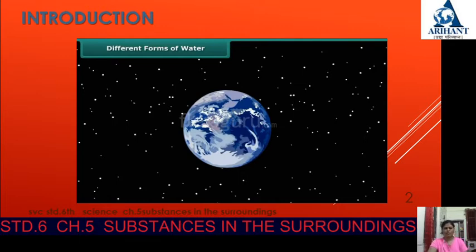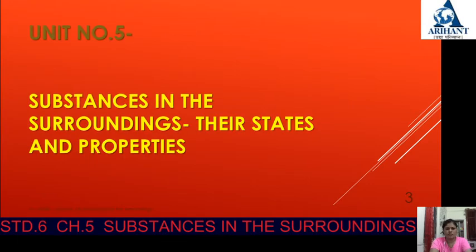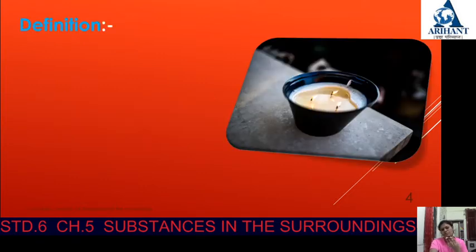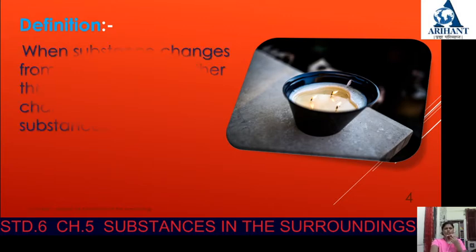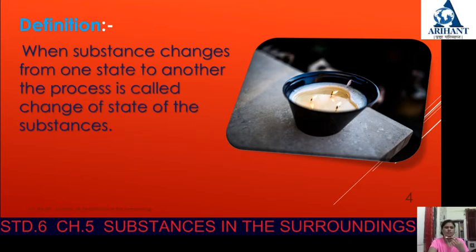The next is, today we are going to learn more about the substances in the surroundings, their states and properties. There are many substances in our surroundings, in which we will mainly see wax, which is the substance. See, wax. So what is change of state of the substances in our surroundings?